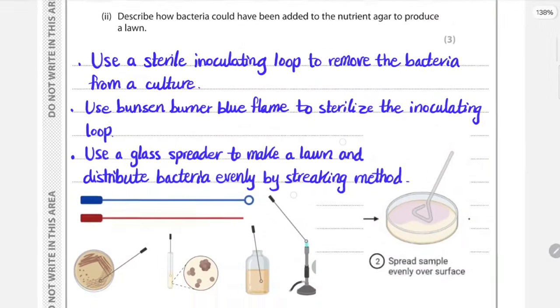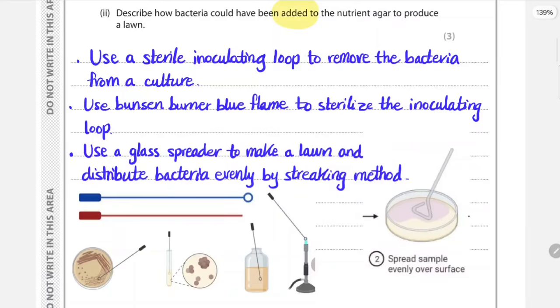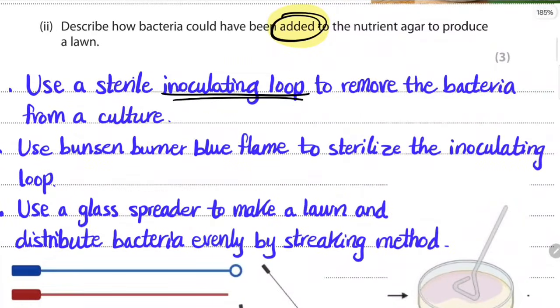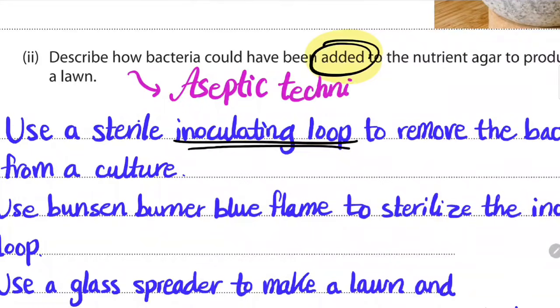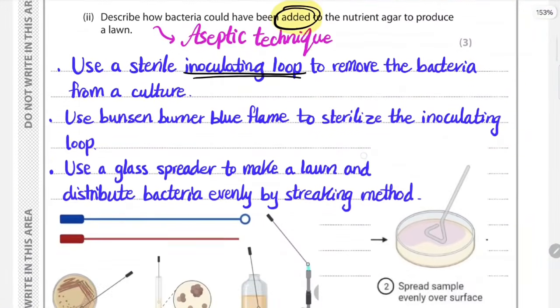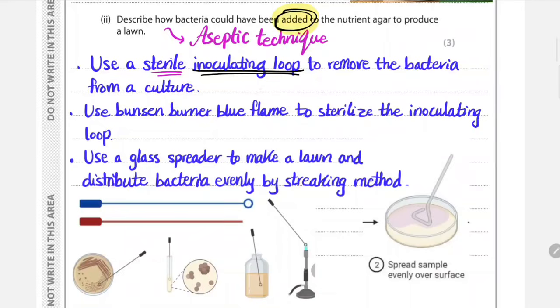Describe how bacteria could have been added to the nutrient agar to produce a lawn. So if I'm going to add the bacteria, I need a suitable tool. My tool is going to be the inoculating loop. And since we're talking about bacteria, there is a specific idea I need to mention, which is the aseptic technique. I have to mention at least one thing about the aseptic technique, whether to sterilize or use the Bunsen burner. And now this is how I described it. Use a sterile tool, the sterile inoculating loop.